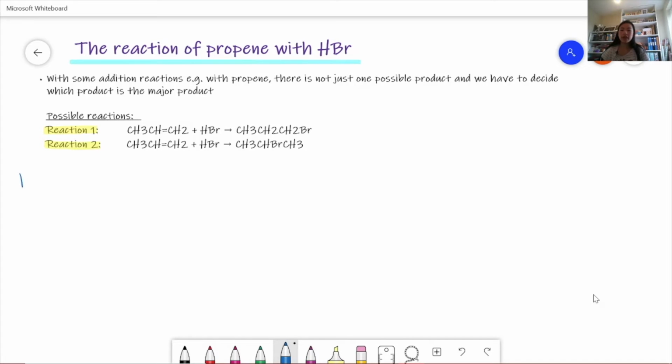So for the first reaction, we have propene. So I'm just going to draw up propene centered around the carbon-carbon double bond.